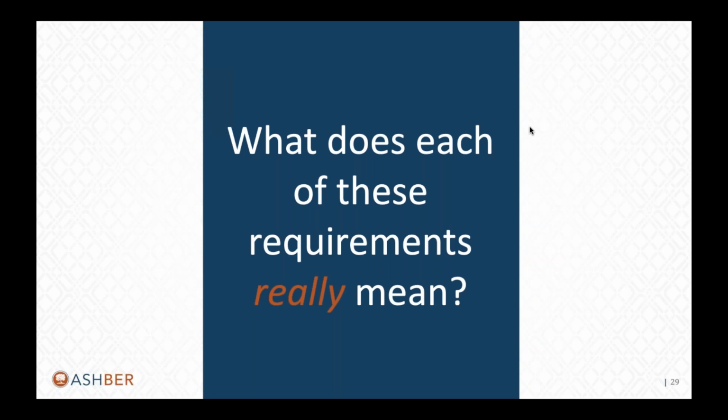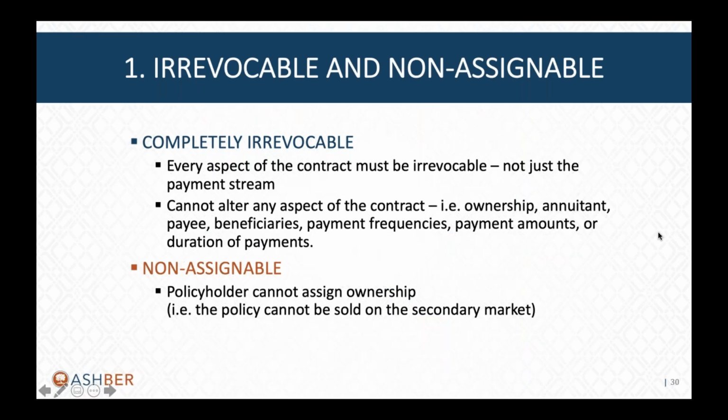What do each of these requirements really mean? There's a lot of misconceptions or misunderstandings about what the irrevocable and non-assignable language means. It's confusing because the income stream from an immediate annuity is always going to be irrevocable, meaning that we can't change the payment amount or the term of the annuity once it is annuitized.